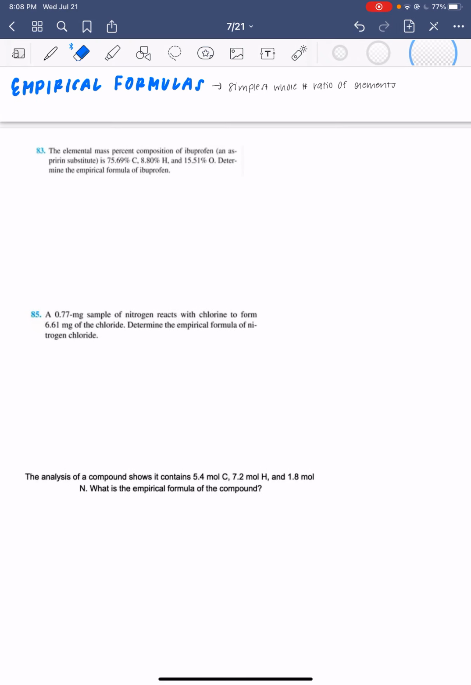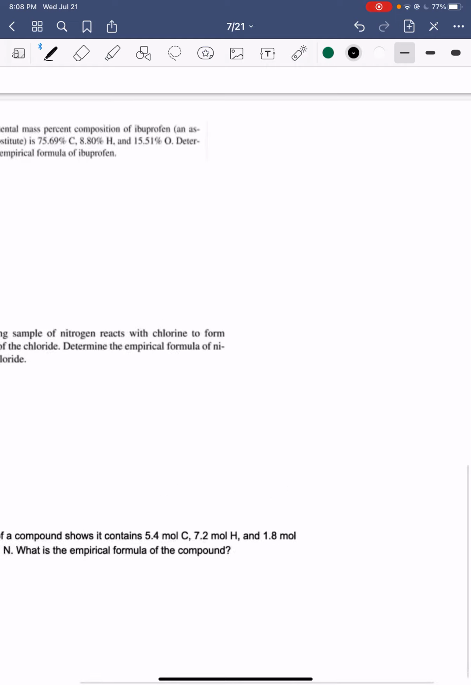Hi guys, so I'm going to do a few practice problems today on empirical formulas. Stay tuned for a video about molecular formulas soon, but I personally think empirical formulas are a little bit easier to learn first. So what even is an empirical formula?